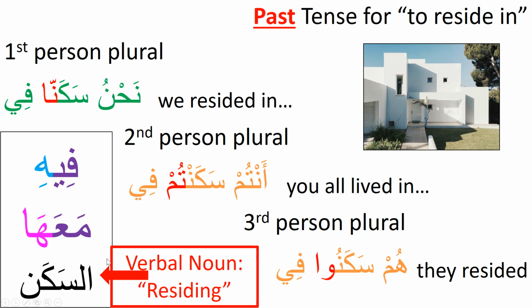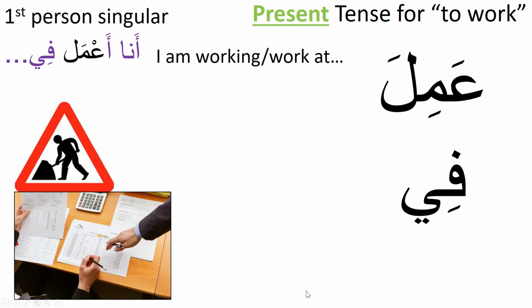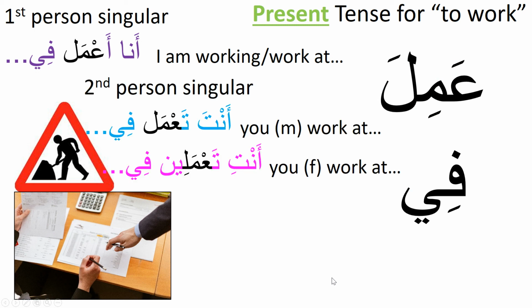Or the verbal noun, as-sakan, residing. As-sakan jayid. Remember, in Arabic we say the concept, the idea, the abstract, intangible thing, the thought. So we say as-sakan, seen as a sun letter, as-sakan jayid, residing is good. We'll end the video here.